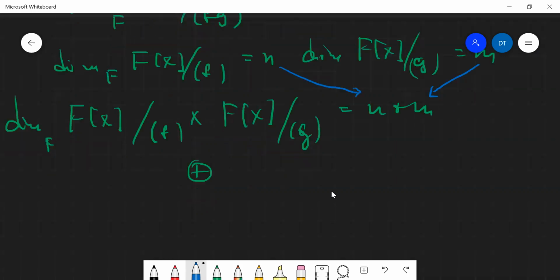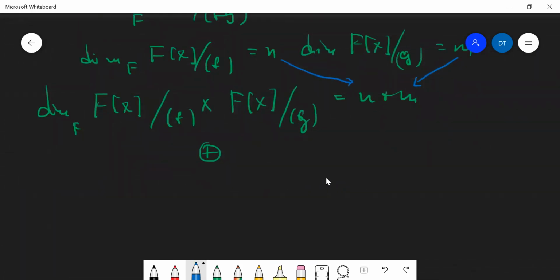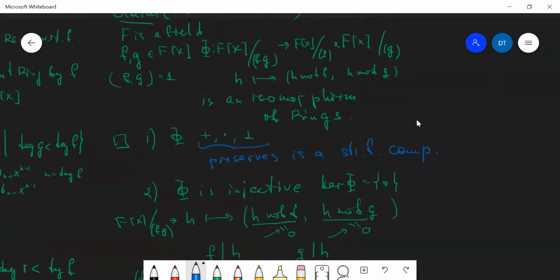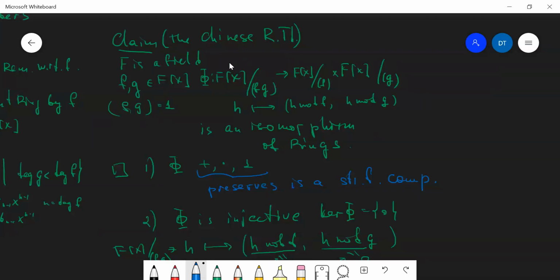But now what do we have? Let me show you. I just want to go back to the claim. We have that this space has dimension n plus m. This space has dimension n plus m. And phi is a linear map, which is injective. So we have an injective map between two spaces of the same dimension, but then it's automatically surjective by the corresponding claim from linear algebra.